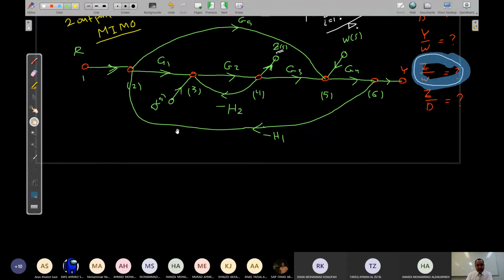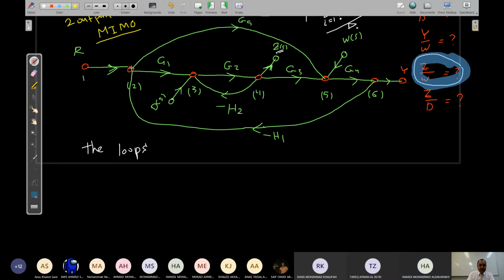Now, in general, if I need to start finding the transfer function, the first thing I need to define is the loops. Correct? Why? Because the loop has no relation with the input and output you are discussing. It's the characteristic of the graph. So now let's see, who will help me with the loops? How many loops? There are 3.